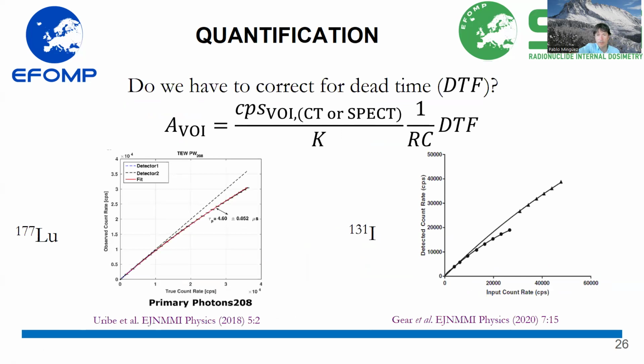We may have to correct for dead time, but this correction is not that common because it's only needed, of course, for high count rates. In the case of lutetium-177, when we administer 7.4 gigabecquerels, it's only needed within the first few hours after the administration of the treatment. And for iodine-131, for instance, when we perform treatments of high activities, such as neuroblastoma or neuroendocrine tumor treatments.